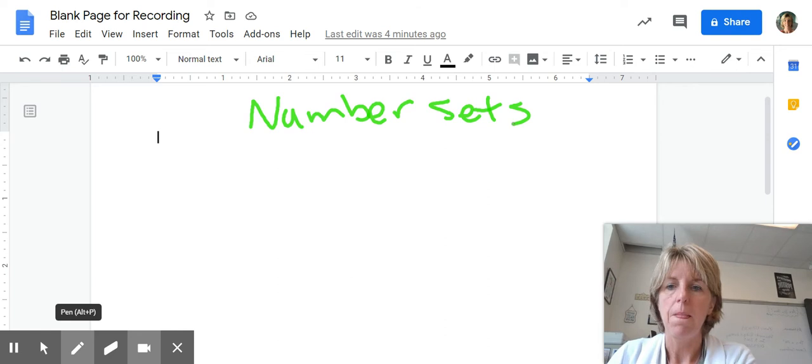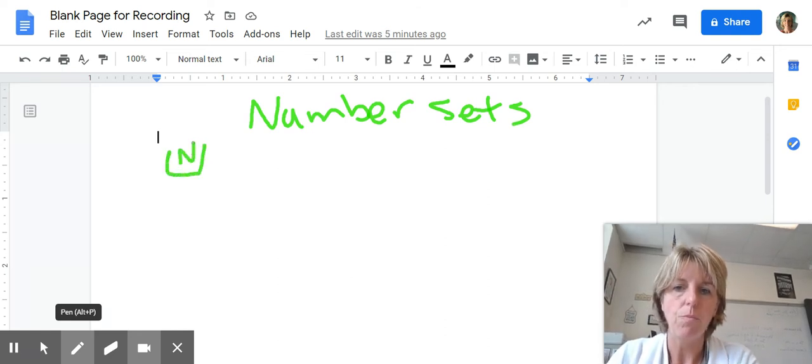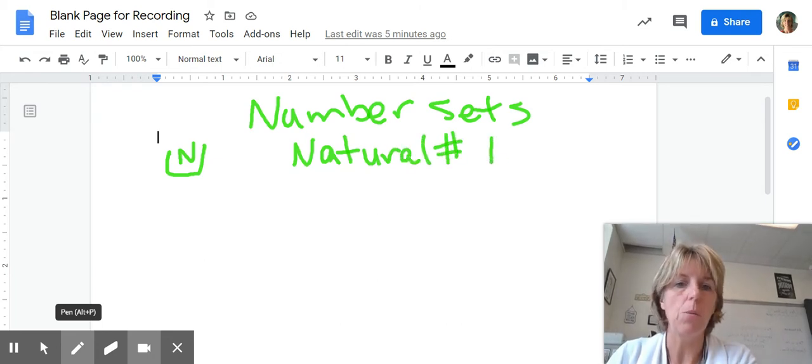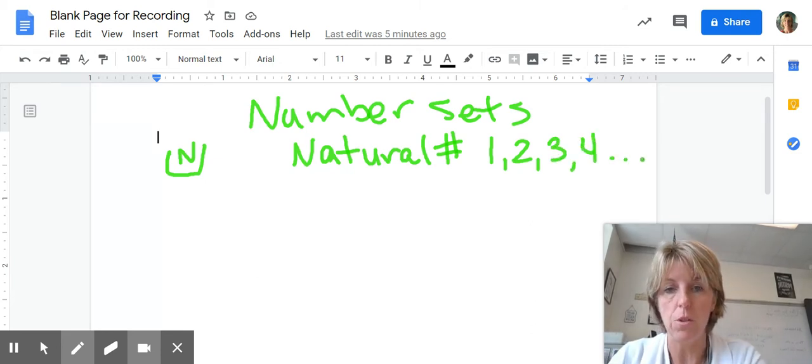So the first bucket is N, and N stands for the natural numbers. The natural numbers. And those are going to be your counting numbers. Those are your 1, 2, 3, 4, and so on and so forth. They're going to be your counting numbers. That's the smallest group of numbers we have. This is the simple counting ones.